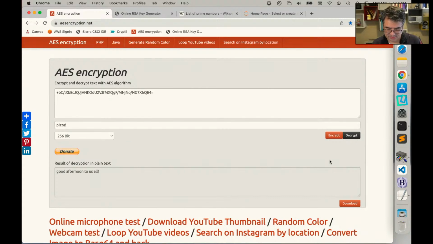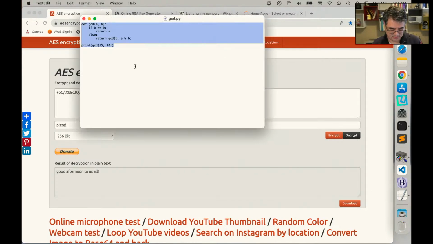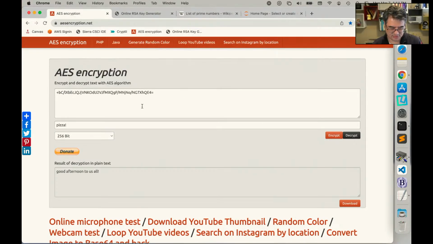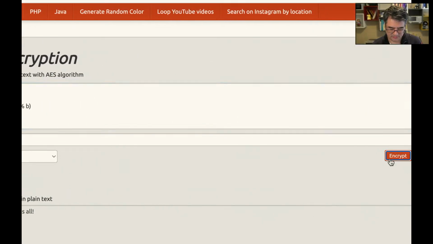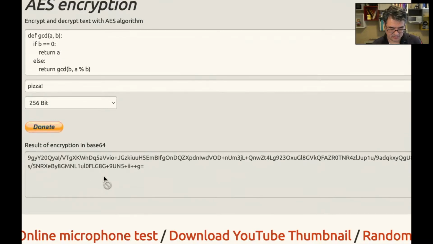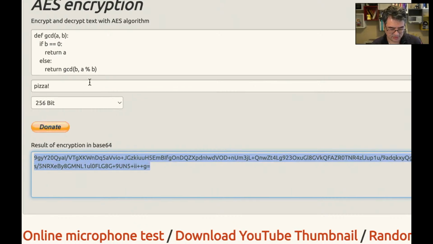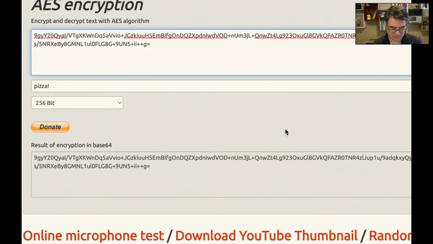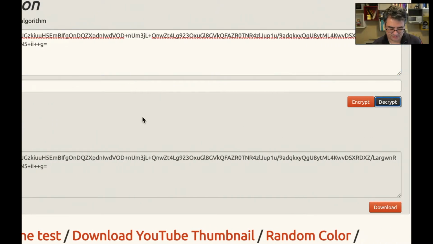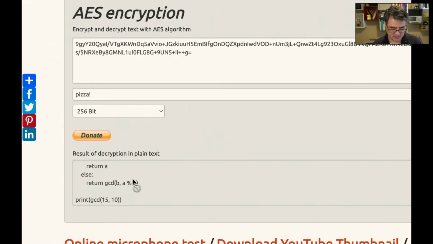I can paste any text in here I want. I could even take a little bit of Python code like this and paste that in here. Then if I encrypt that, I get this long string of data. And then if I copy that, paste that into this box, and then click on Decrypt, I get the original text back.